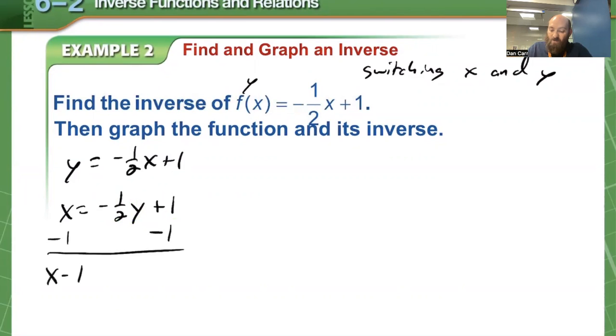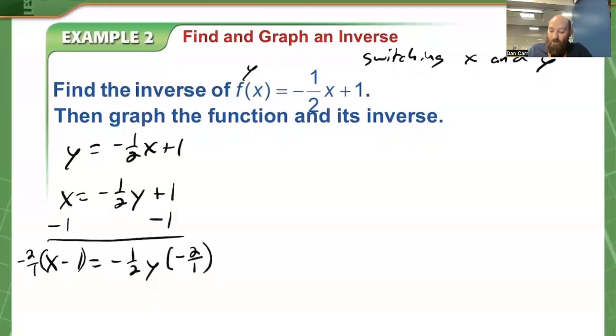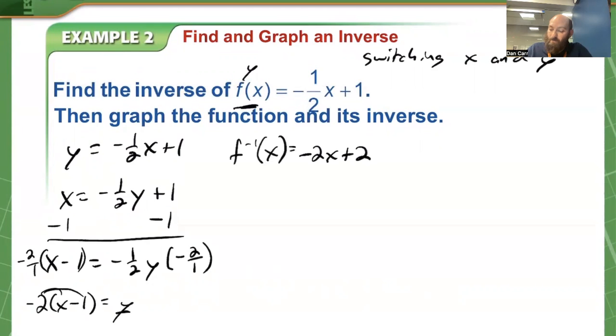x and negative 1 do not go together, so I'm going to leave it as x minus 1 equals negative 1/2 y. Then I need to undo multiplication by the fraction, which I can do by multiplying by its reciprocal, negative 2 over 1, on both sides. I could just leave it as negative 2 times (x minus 1), but it might help to simplify by distributing, which gives negative 2x plus 2. But instead of writing it as y, we write the inverse of f(x), which looks like this, f negative 1 of x.